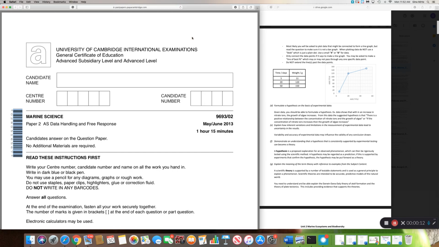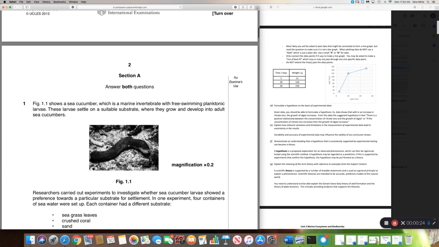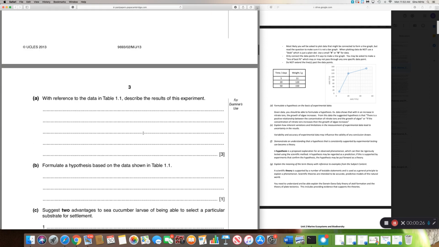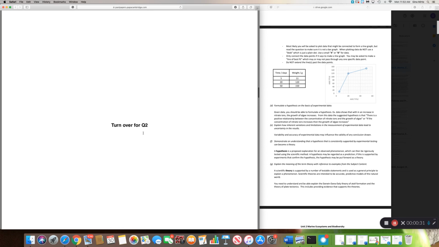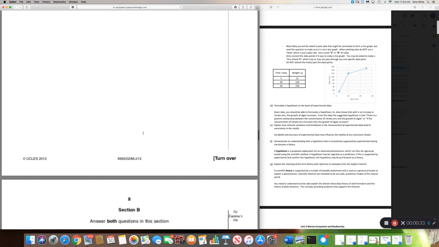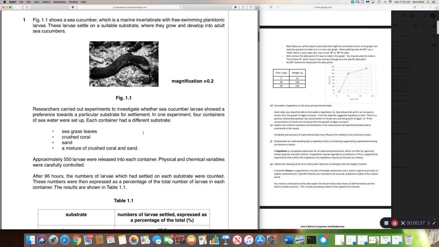The first thing I did was I went to Papa Cambridge. I pulled up the 2013 June exam question paper 2. And what I want to go through is not only Chapter 1, as you see here, but I also want to go through the first part of Chapter 2, which is what you're going to see down here, okay? So this is the first of our reviews.